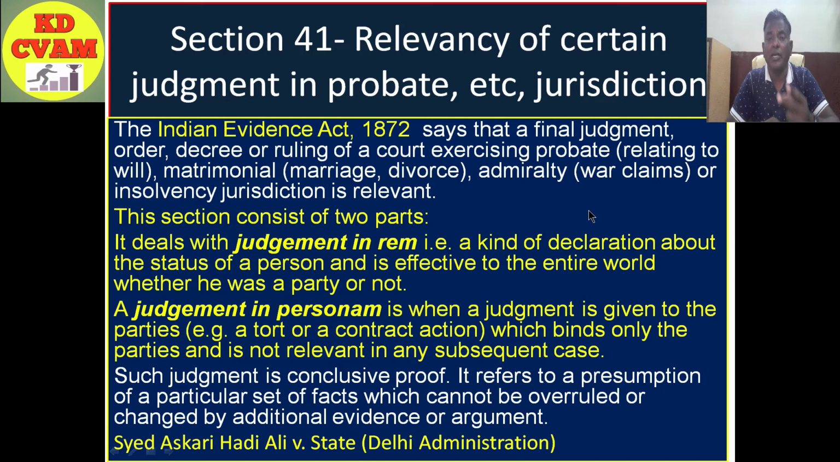Now this section consists of two parts. One is, as we said, judgment in rem, and another is judgment in personam, which we have already discussed, right? So such a judgment is conclusive proof, which refers to a presumption of a particular set of facts which cannot be overruled or changed by additional evidence or argument. So if it is already decided or it becomes a relevant fact, then it becomes conclusive proof, and such cannot be overruled or changed by additional evidence or argument.